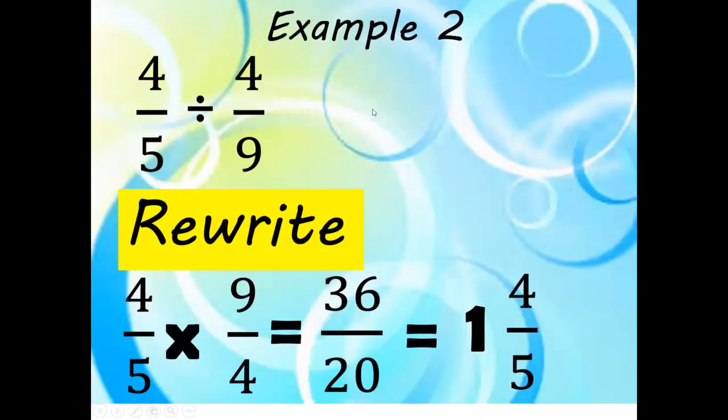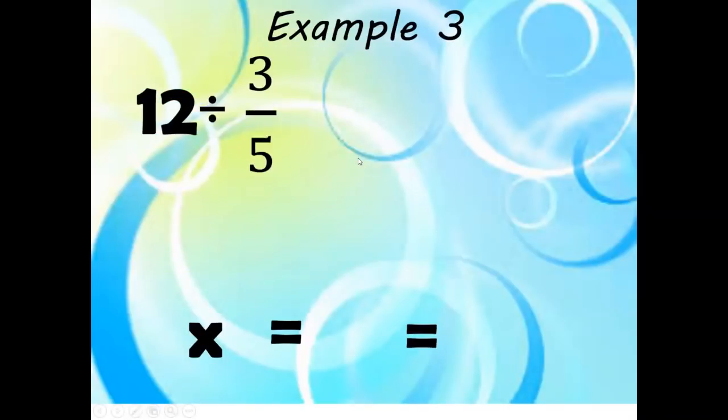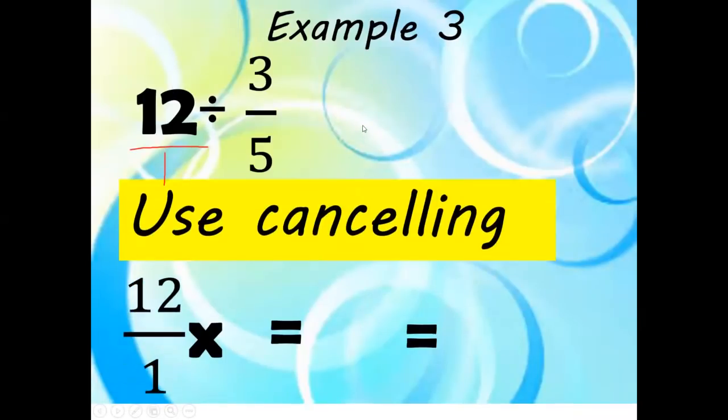So let's have the next example. Example number 3. In example number 3, we are dividing a whole number by a fraction. Remember, a whole number has a denominator of 1. So we're going to keep this one, 12/1. Then change the division into multiplication, then flip the 3/5, it will become 5/3.